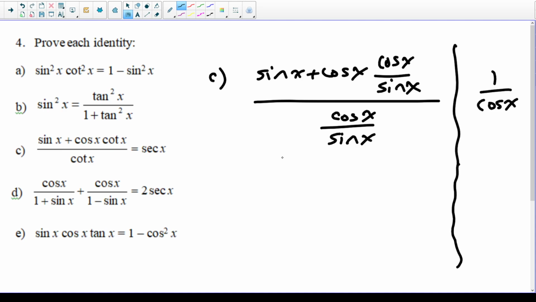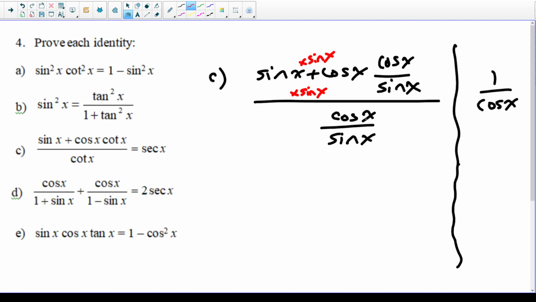Okay, let's see what happens here. I'm just double checking, making sure I wrote everything correctly. So at the top, it looks like we're going to need a common denominator. So the sine x here is the denominator. I need a sine x under this denominator, so I'm going to multiply the top and the bottom by sine x.